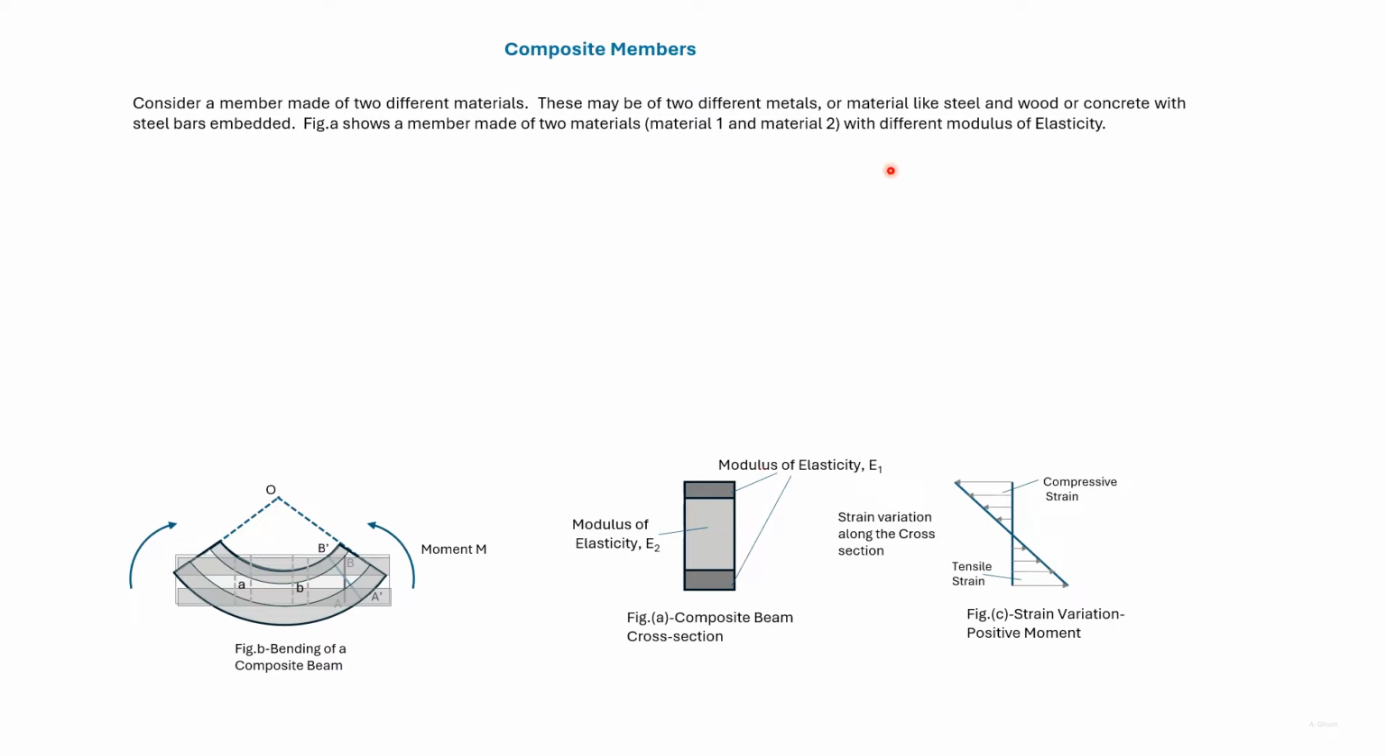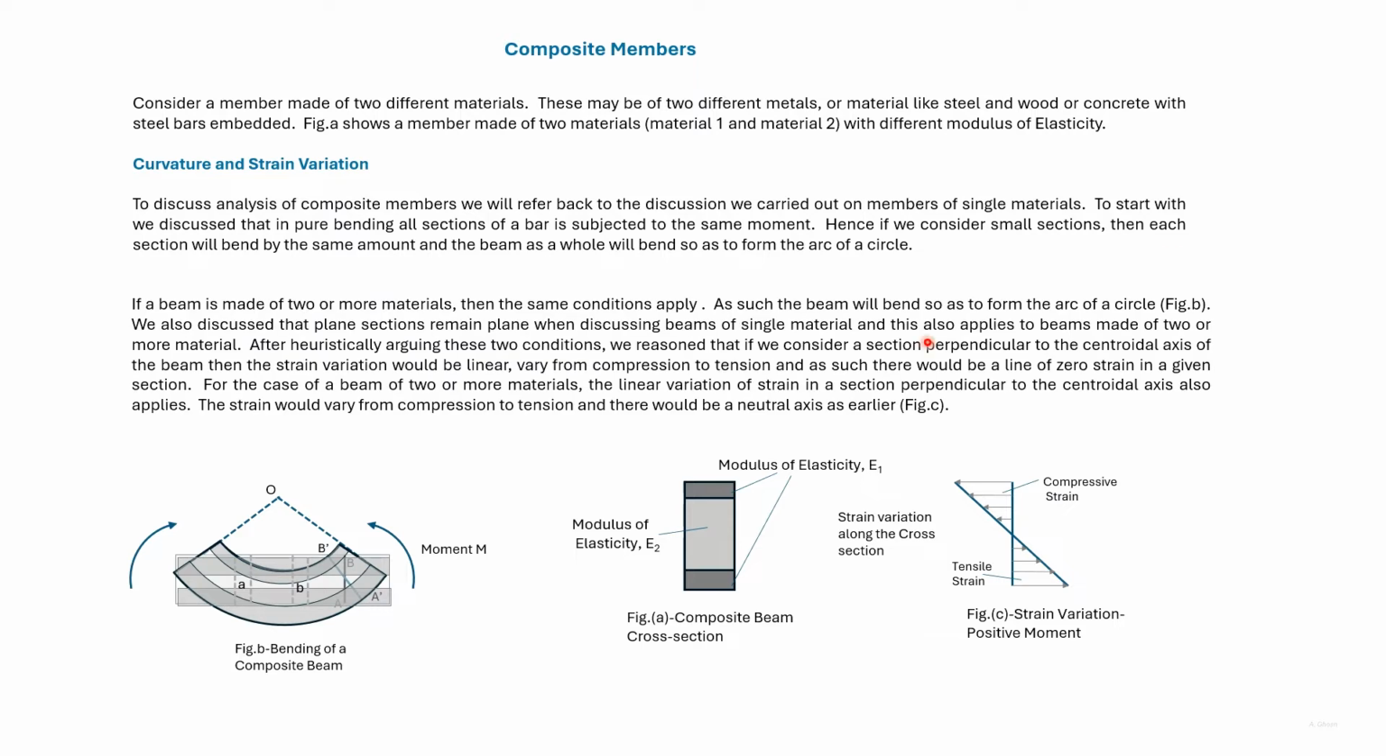We'll analyze composite members in a similar way we have analyzed members of a single material. We'll discuss where the analysis is similar and where the analysis differs. Now consider this as a composite beam subjected to a positive moment. The beam is subjected to pure bending. So the moment in portion A, shown by the dotted lines, and the moment in portion B, again shown by the dotted lines, are the same.